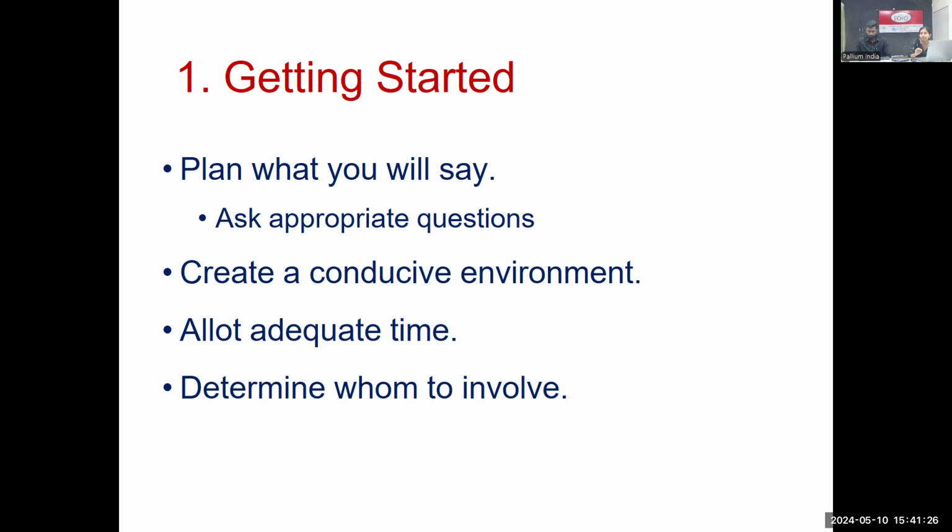Or else, breaking bad news takes time. It takes a lot of time. It needs adequate time, so make sure that you have time before you do this. Determine whom to involve. Like somebody mentioned, you need to have an idea of whom to involve, whether the son has to be called in, whether the spouse has to be called in, whether the parents have to be called. You need to have an idea of who is going to be there in this conversation.